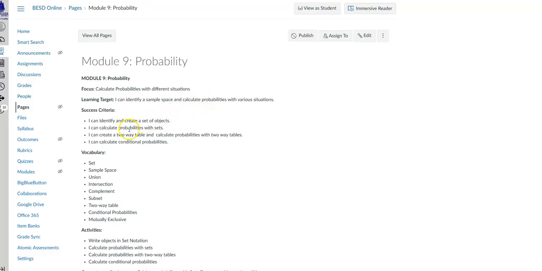Our goal today, day one, is to go over these vocabulary words and then to be able to identify and create sets. We're just going to be able to list out sets of objects today with these vocab words. So that's our learning goal and our learning target today.